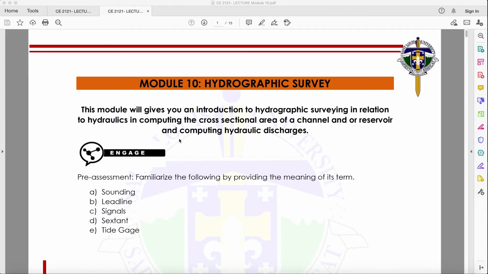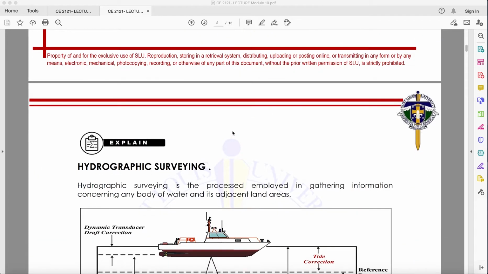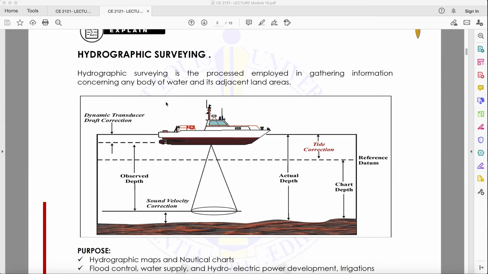So for this video, we're going to discuss module number 10, Hydrographic Survey. This module will give you an introduction to hydrographic surveying in relation to hydraulics, in computing the cross-sectional area of a channel and/or reservoir, in computing hydraulic discharges. Okay. So what is hydrographic surveying? Hydrographic surveying is the process employed in gathering information concerning any body of water and its adjacent land areas.